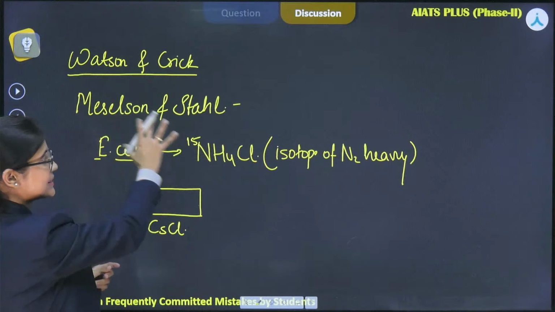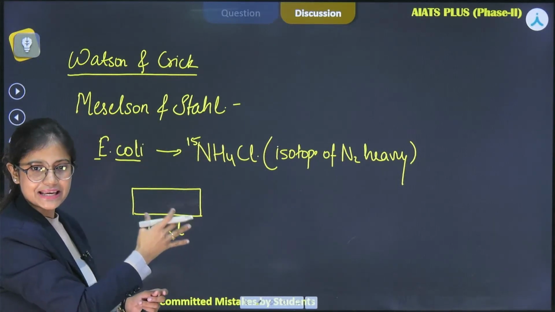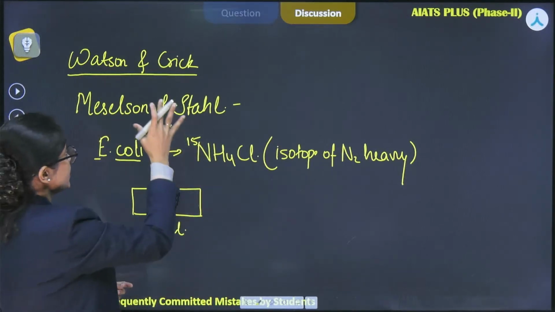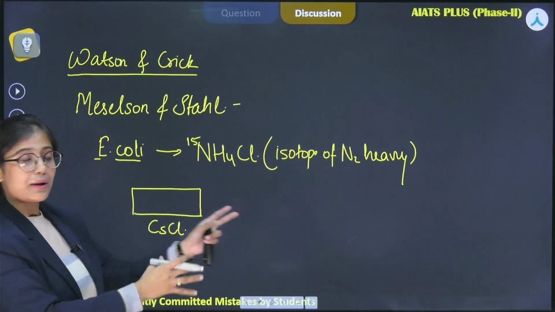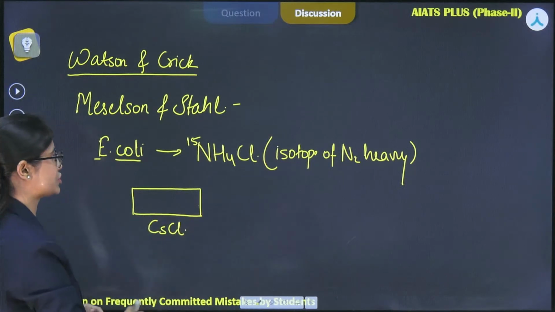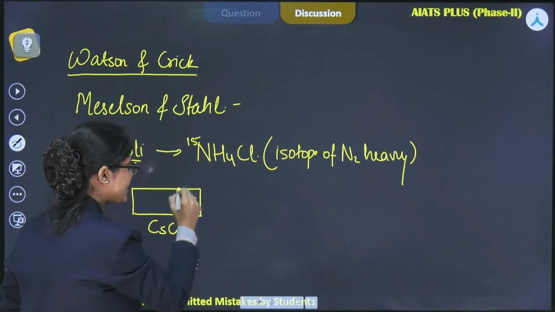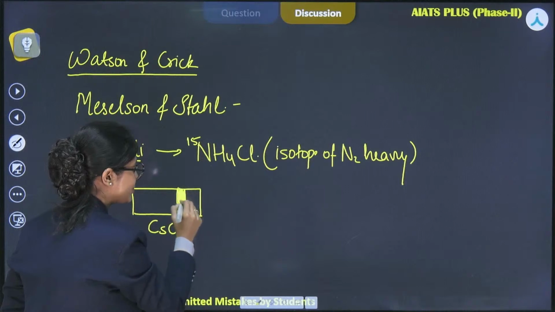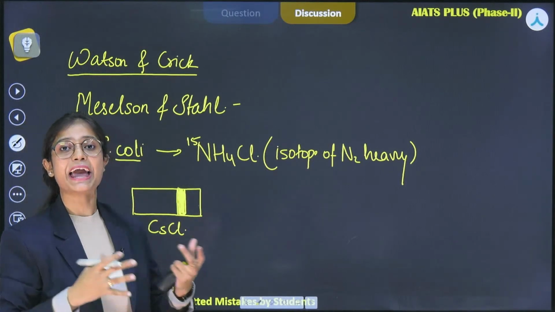Then this Meselson and Stahl, what they did, they took the culture medium. Yes, CsCl uses density gradient. Absolutely correct. So what they did, they took the E. coli from this medium and put them in this. And then they observed that the band is coming here at the lower side. That means E. coli is having substance which is heavier.